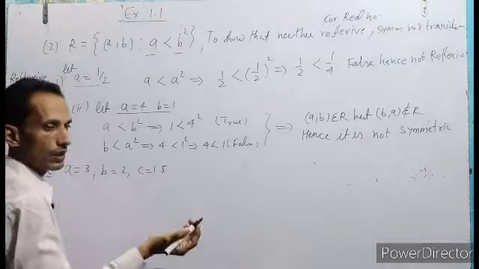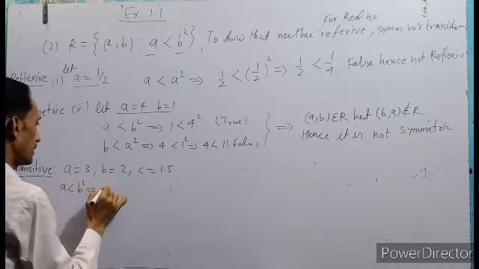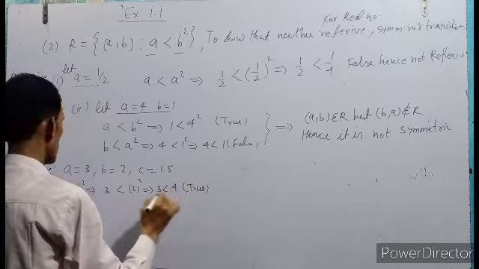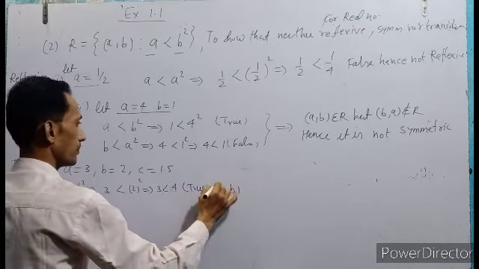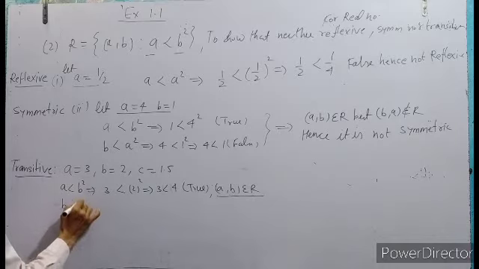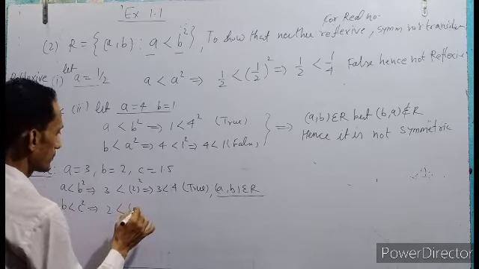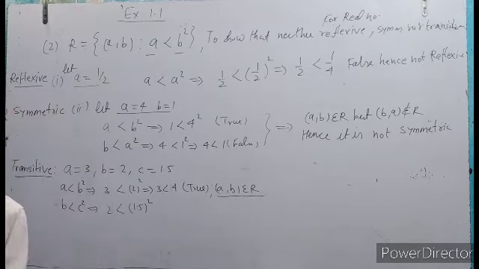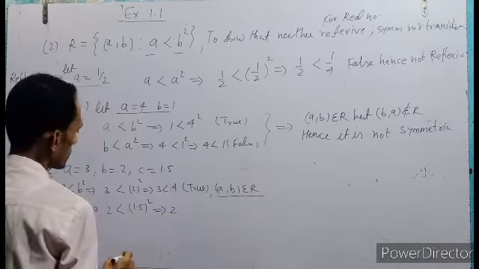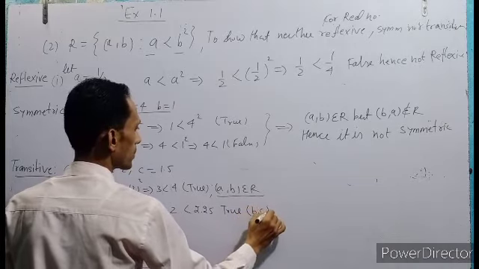For transitive, you know that (a, b) belongs to R. First one, a less than b square. It means 3 less than 2 square, implies that 3 less than 4, true. What does that mean? (a, b) belongs to R. Now if we take another one, (b, c), b less than c square. b means 2 less than c square, 2 less than 1.5 square, 2.25. That is also true. It means (b, c) belongs to R.